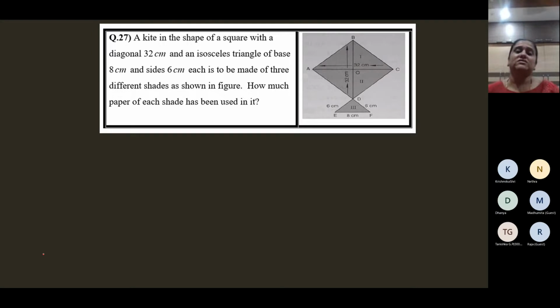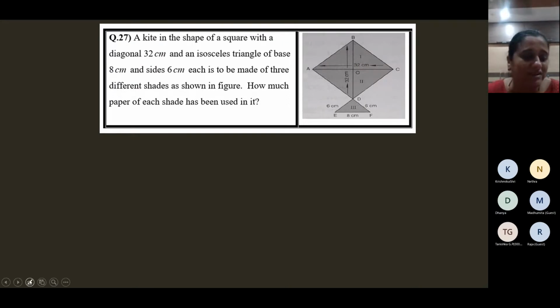So the kite is in the form of a square with an isosceles triangle base. For the square, the diagonals are given. And for the isosceles triangle, we know all 3 sides, 6, 6, 8. So we can easily find the area of region 3 using Heron's formula. Now we have to find the areas of regions 1 and 2, using the property of a square.